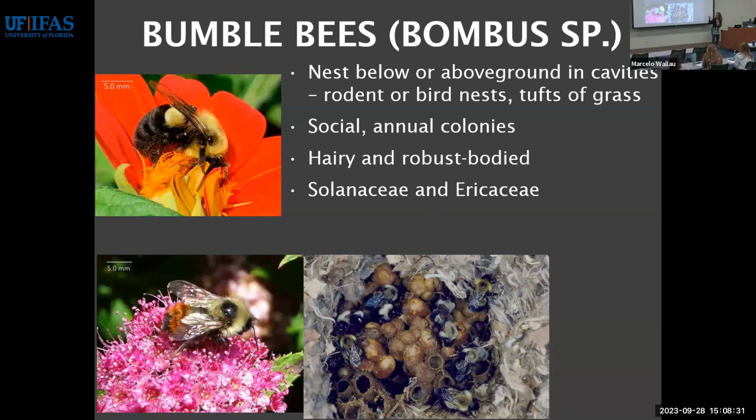And these bees are social. So these are some of the only native social bees we have, but their colonies are much smaller than honeybee colonies, and they tend to be less aggressive. And they're great pollinators for solanaceous and ericaceous crops, things like tomatoes and blueberries.